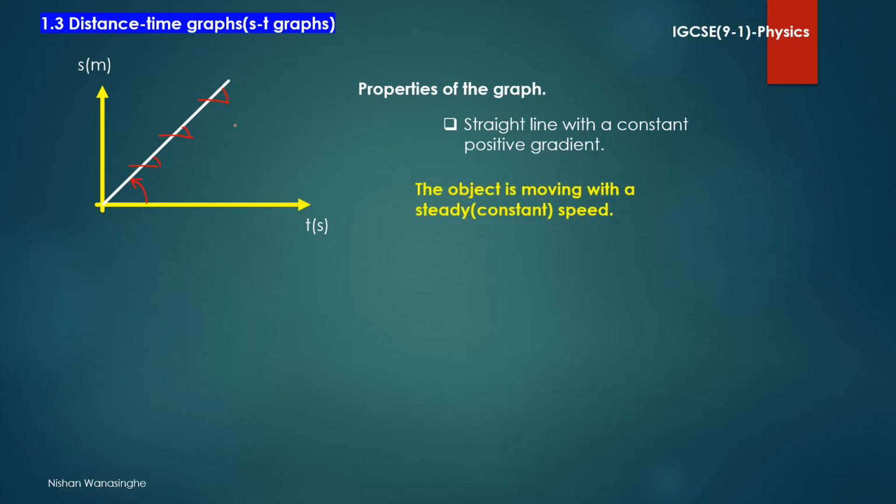This graph shows what? In the previous slide also we checked. The object is moving with a steady, or we can call it constant, speed. Now we'll move to the next part.